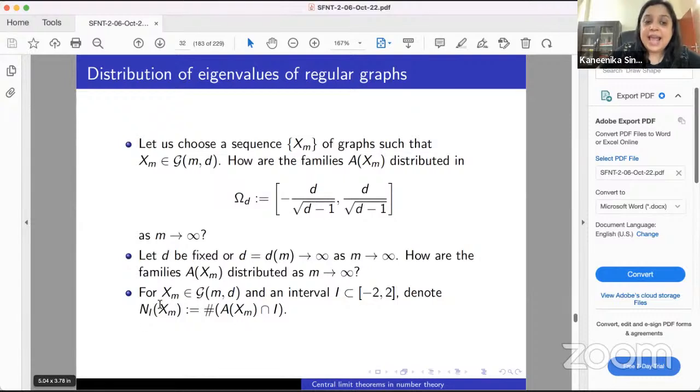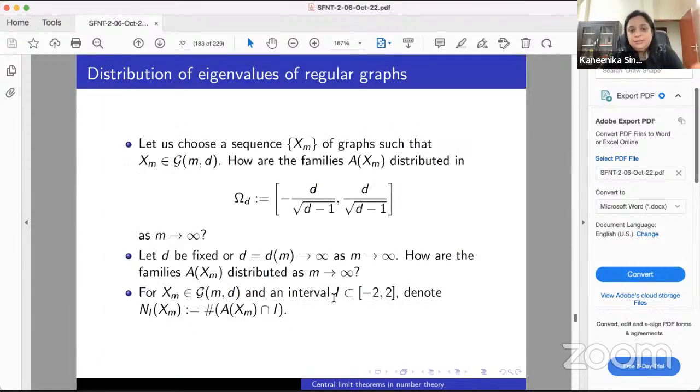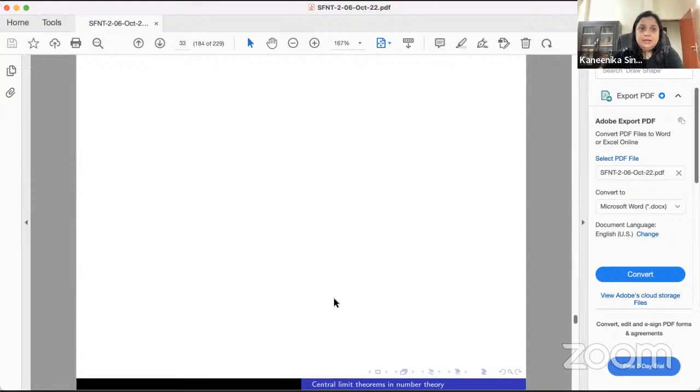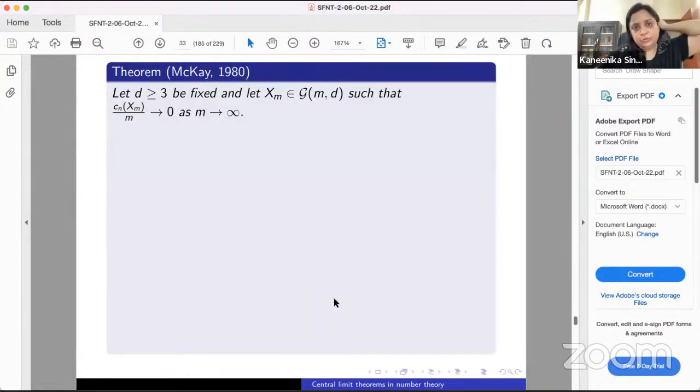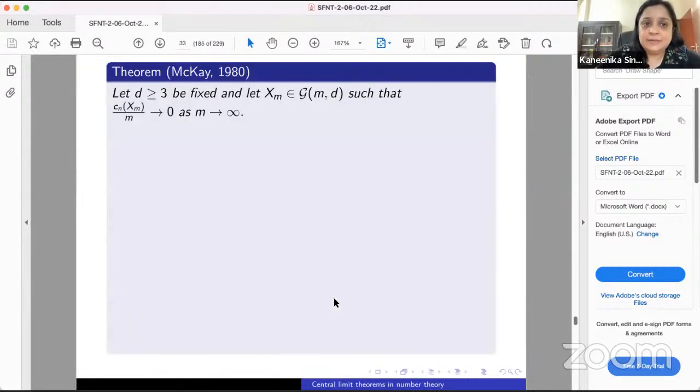So here this is n sub I of x sub m. So it's the number of eigenvalues of x sub m, the normalized eigenvalues lying in the interval I. Okay, so how do these counting functions behave? Deep inside this theory, you can also express these n sub I of x sub m's in terms of sums of random variables. But we don't go into those details right now, but I want to tell you some major theorems in this direction.